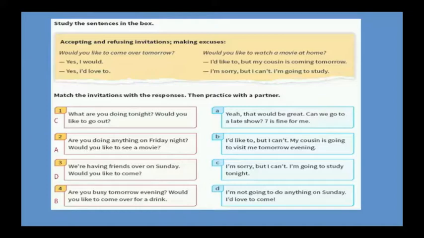The answer A. Yeah, that would be great. Can we go to a late show? 7 is fine for me. This is accepting. B. I'd like to, but I can't. My cousin is going to visit me tomorrow evening. This is refusing. C. I'm sorry, but I can't. I am going to study tonight. This is refusing. D. I am not going to do anything on Sunday. I'd like to come. This is accepting.